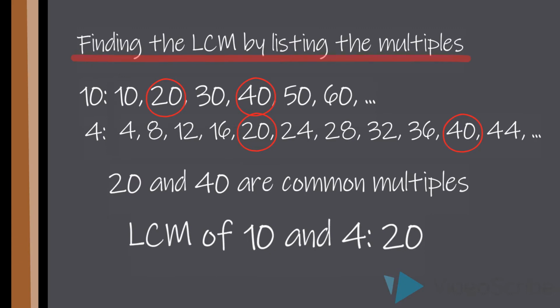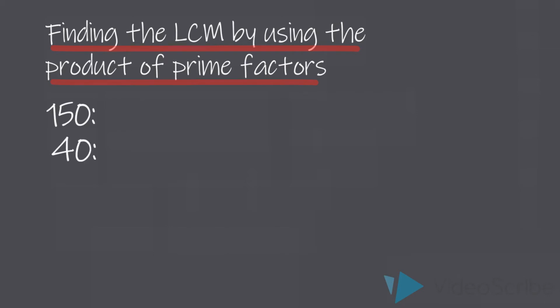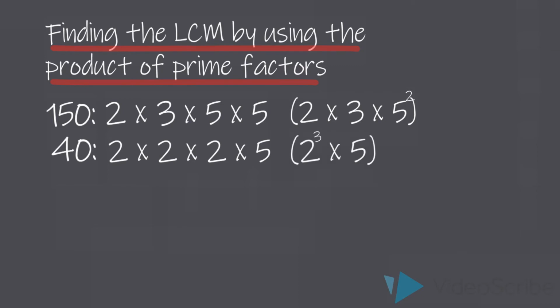When we start comparing larger numbers, it becomes easier to use our product of prime factors again to find the LCM. In our next method, we are going to compare the numbers 150 and 40 to find the LCM. First, we need the product of prime factors for each number. 150 can be rewritten as 2 times 3 times 5 times 5, or 2 times 3 times 5 to the power of 2, while 40 can be rewritten as 2 times 2 times 2 times 5, or 2 to the power of 3 times 5.